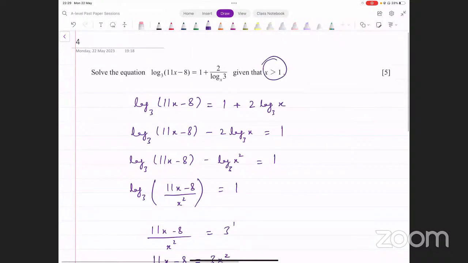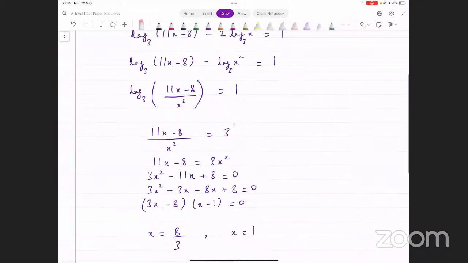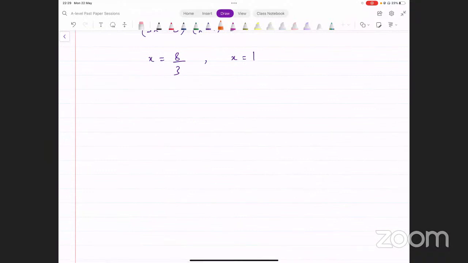उसने कहा है x is greater than 1. x की वैल्यू 1 नहीं हो सकती है. x has to be greater than 1. इसका मतलब ये है, ये जो दूसरा आंसर हमारे पास आ रहा है, this is not going to be possible. हम ये एक्सेप्ट नहीं करेंगे. ठीक है, so we say this is not possible.